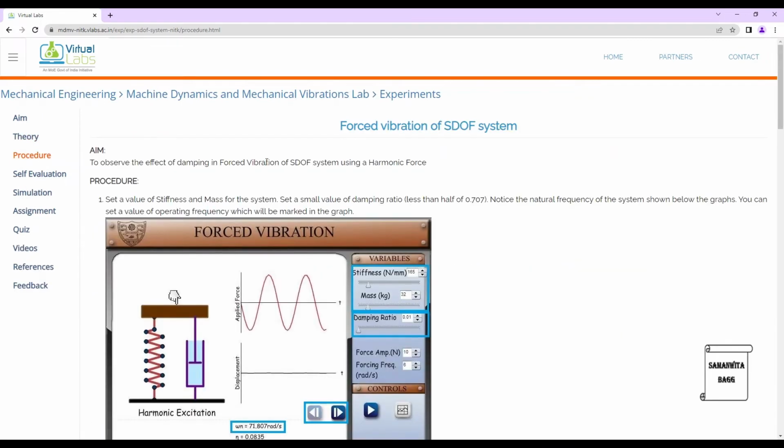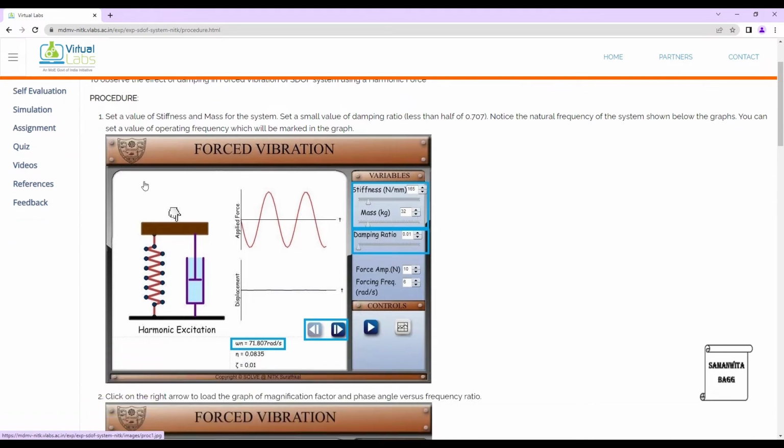We'll first go to the procedure. In the procedure you can read, set a value of stiffness and mass for the system. As you can see, this kind of simulation window will be given, wherein we can change the value of stiffness of the spring. We can also change the mass of the system and the damping ratio. Set a small value of damping ratio less than 0.707. Notice the natural frequency of the system, shown below the graphs. So this kind of a graph is going to be obtained, and here you are going to get the value of omega n.